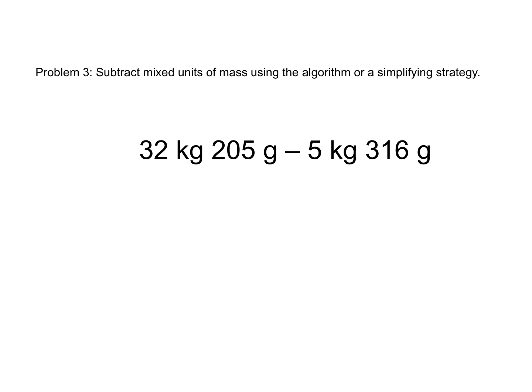Alrighty. We are going to look at this next one, problem 3. Subtract mixed units of mass using the algorithm or a simplifying strategy. The same thing that we did before. I'm looking at this one and I'm thinking, you know what? I'm going to do the same thing that we just did last time. So I'm going to turn 32 kilograms into 31 kilograms and 1,000 grams.